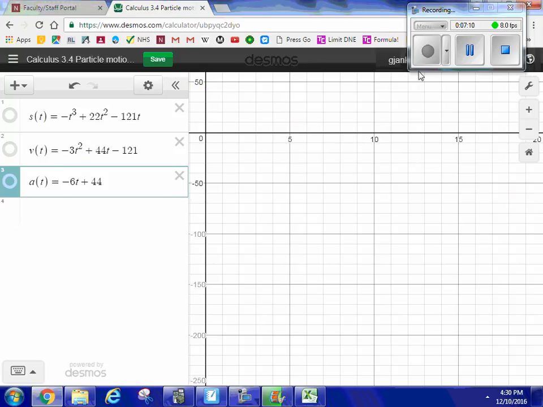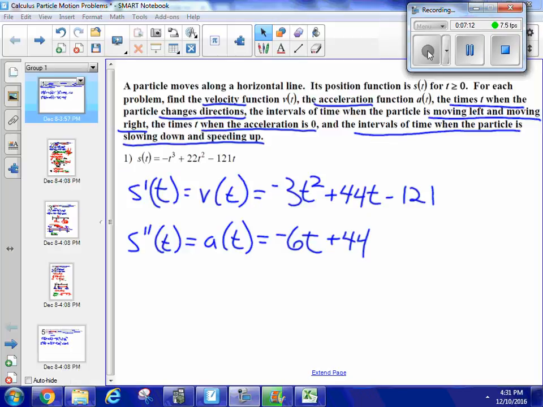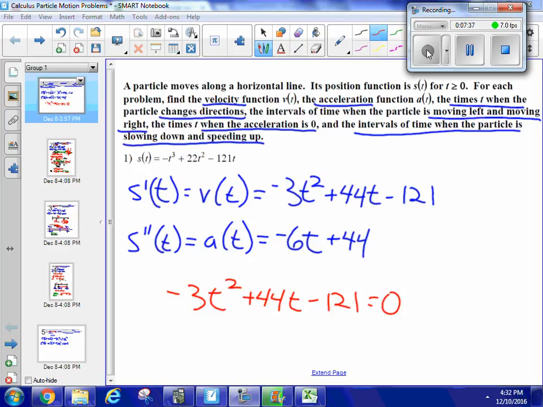So let's get rid of that, don't need that anymore. And we'll go back to the problem and find out, when does the particle change direction? Well, the particle changes direction possibly when velocity is equal to 0. Not always. If velocity equals 0, it can be a pause. It doesn't have to be a change in direction, but we'll find out. And certainly velocity has to be equal to 0 if it's going to change direction. So, where does my velocity function equal 0?